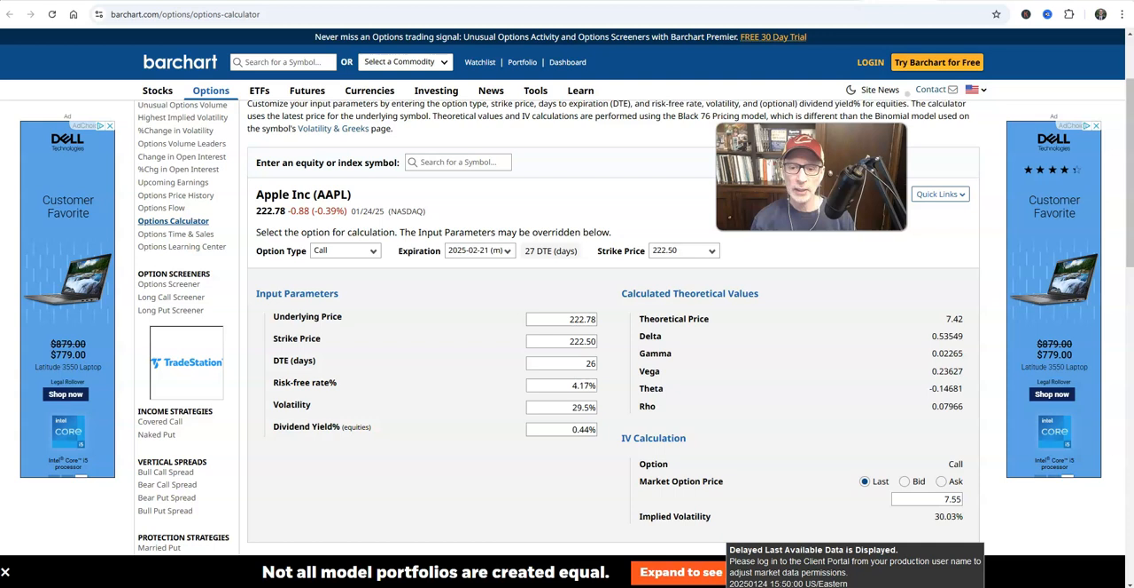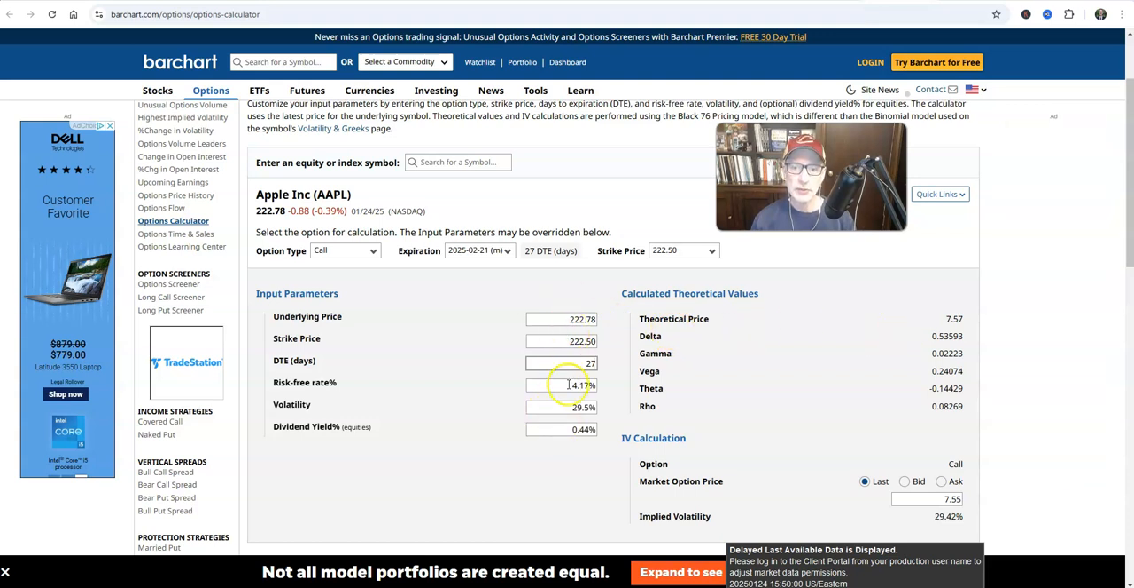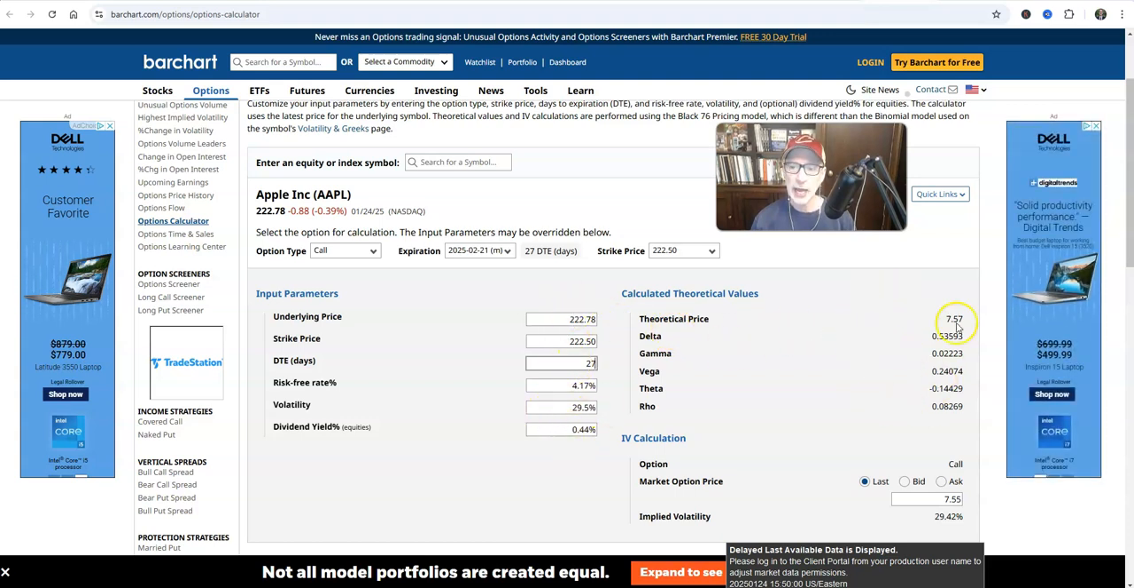So let's go back here and figure out, let's make sure everything matches up here. And so Apple closed at $222.78 on Friday, January 24th. Here's the strike price. Let's put in the days of 27. We'll go back a day or so, and we'll see how the theoretical value. So these are your inputs here. You can change all these, and the output over here.